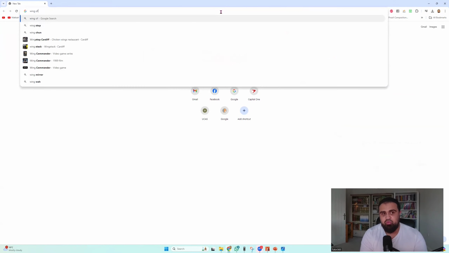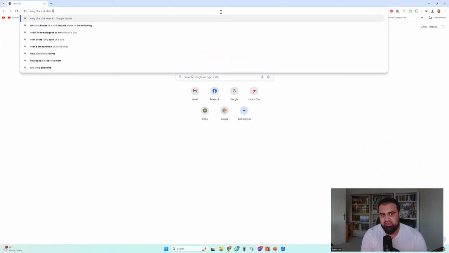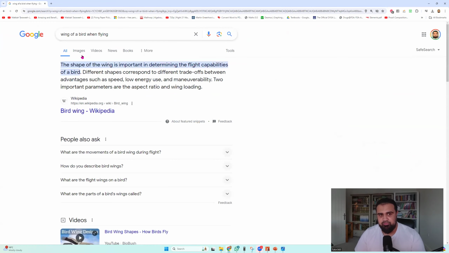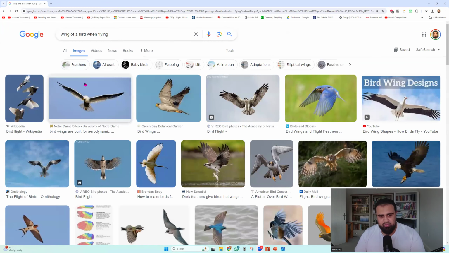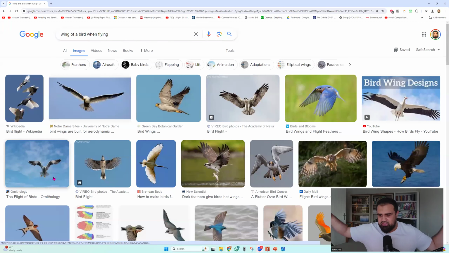Let's look at a wing of a bird when flying. Let's see, what is going on? Why does a bird always go like this? In fact, this is a beautiful picture. How does this owl stay flying?